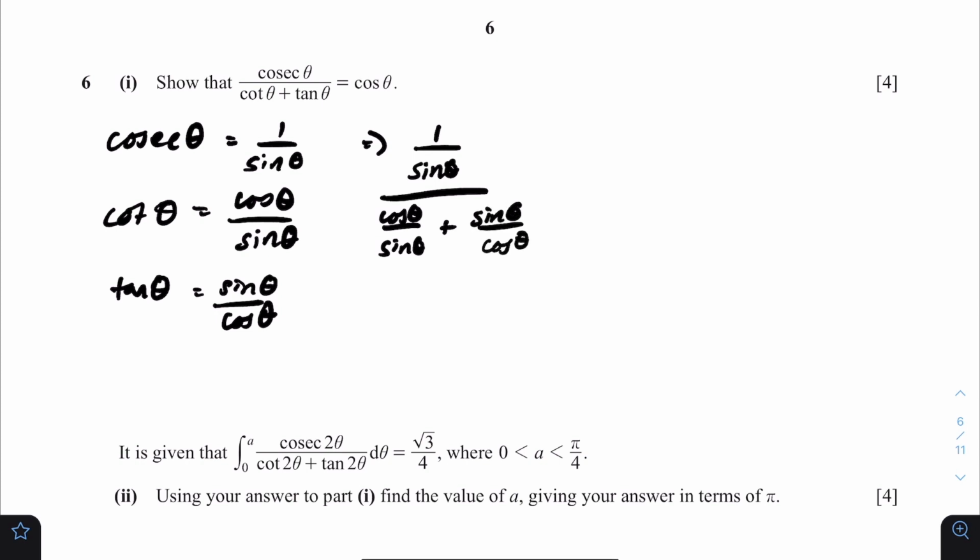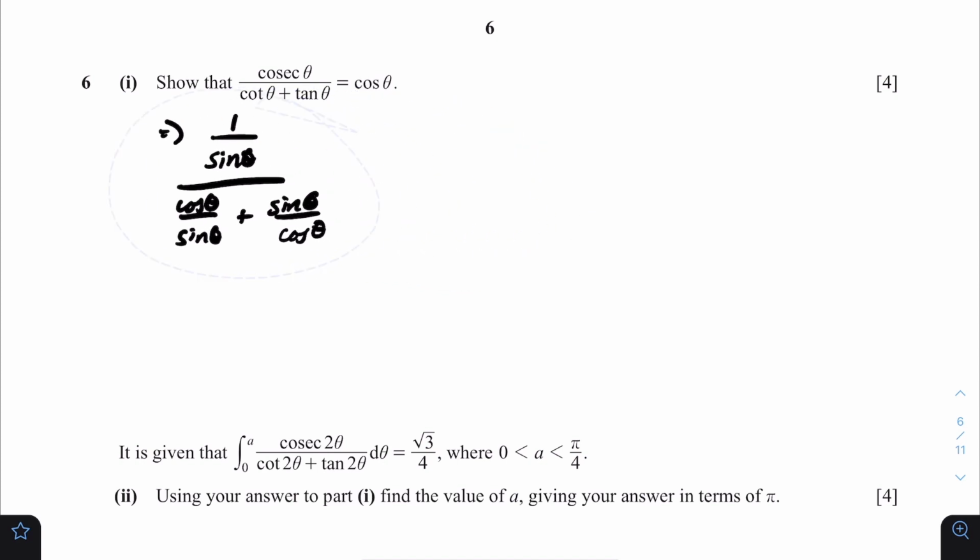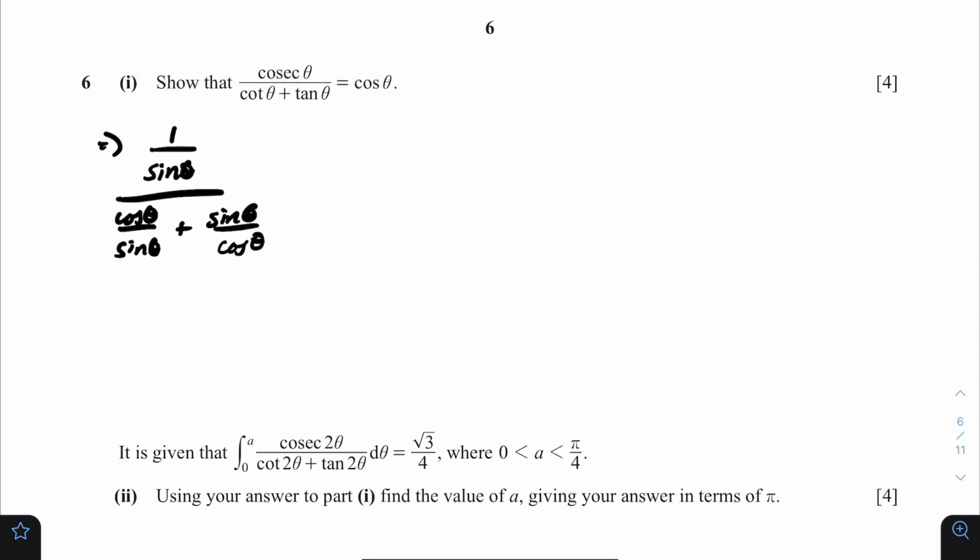So first thing I want to do, I'm just going to erase this, then move this over. First thing I want to do is combine these two fractions. It's really ugly when it's just on its own. It's hard to work with. So what we can do is cross multiply. We get 1 over sine theta over, then cos theta times cos theta, so cos squared theta, plus sine theta times sine theta, which is sine squared theta, over the common denominator, which is now sine theta cos theta.